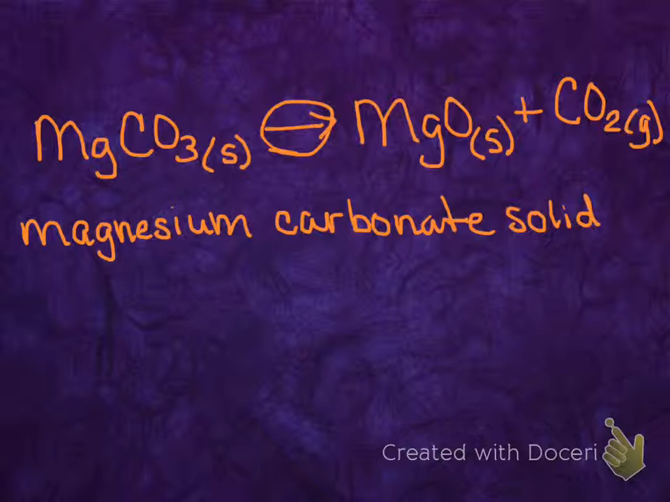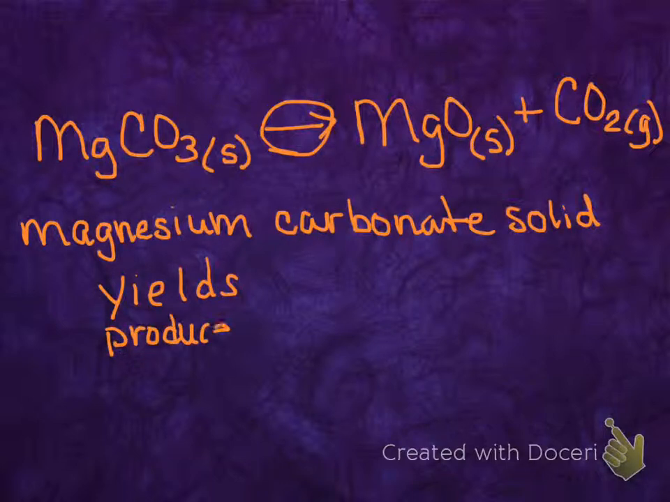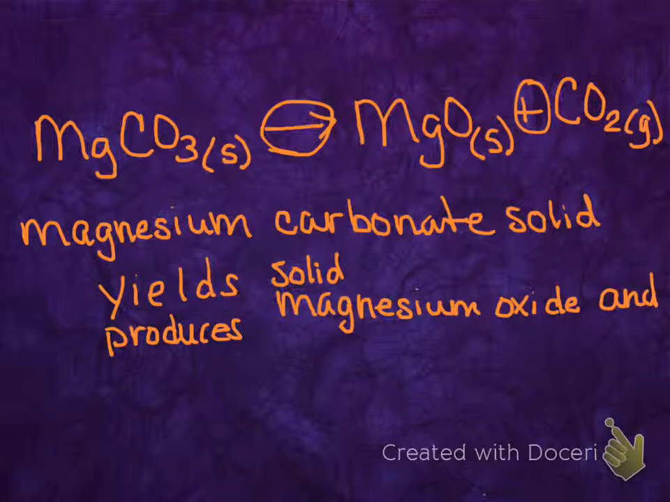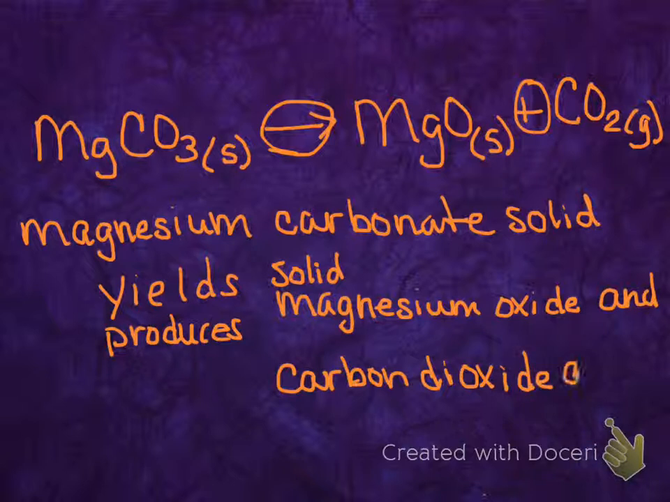So magnesium carbonate solid yields, or we could say produces. That's our word to put in when we see the arrow. Produces MgO. Okay, so we've got magnesium. O is oxygen, we change the ending, oxide, and we could put solid magnesium oxide. And what is this one? Oh, this one is not ionic. This is covalent, so we've got to go back and think about our covalent naming. And carbon dioxide, because there's 2 oxygens. And it's a gas. Alright, magnesium carbonate solid produces solid magnesium oxide and carbon dioxide gas.